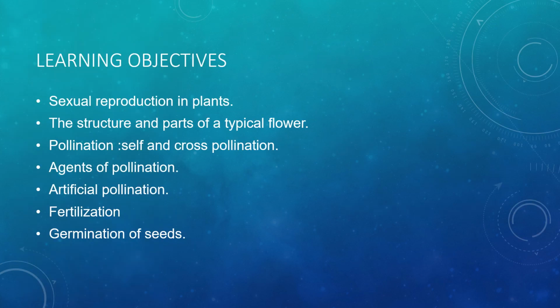So what are the learning objectives of today's lesson? Today we are going to learn about sexual reproduction in plants, the structure and parts of a typical flower. This you have already studied in previous classes also, but again in a bit more detail we are going to study it today. We are going to study self and cross pollination, the agents of pollination, what is artificial pollination, what is the process of fertilization, and what is germination of seeds.